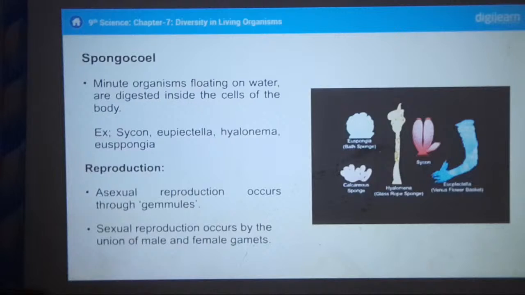Some common examples of Porifera are Scypha, Euplectella, Hyalonema, Euspongia.